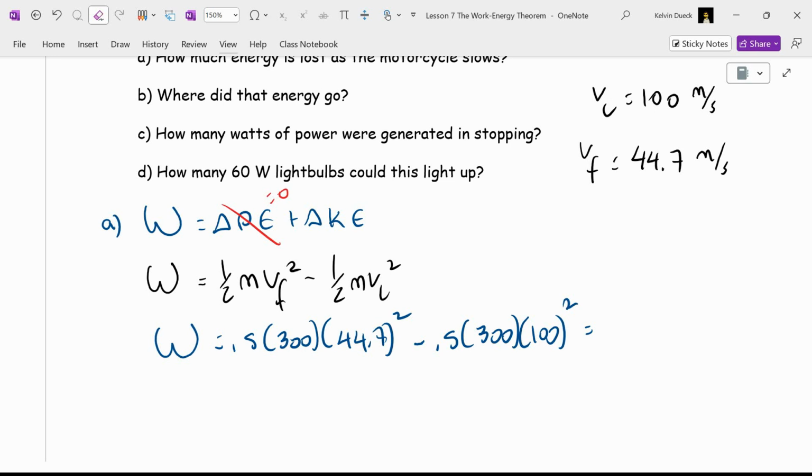Mr. Dueck, why is the 44.7 V final? Because that was V final, slowing down. You're going to get a negative answer. Why are you getting a negative answer? What's that telling me is happening to the motorcycle and rider? They're losing energy. Doesn't mean the energy's vanishing. It's got to go somewhere.